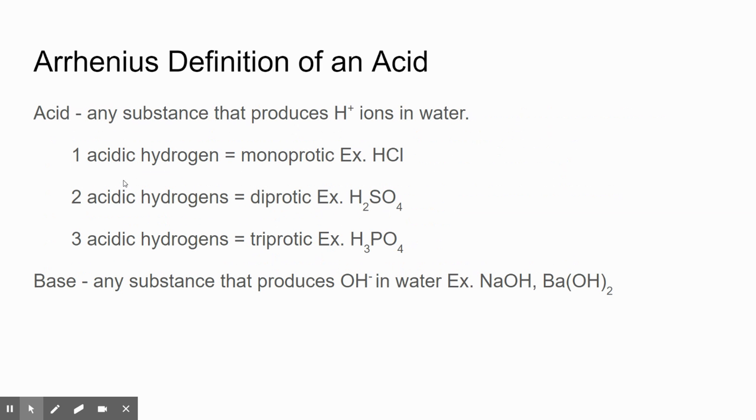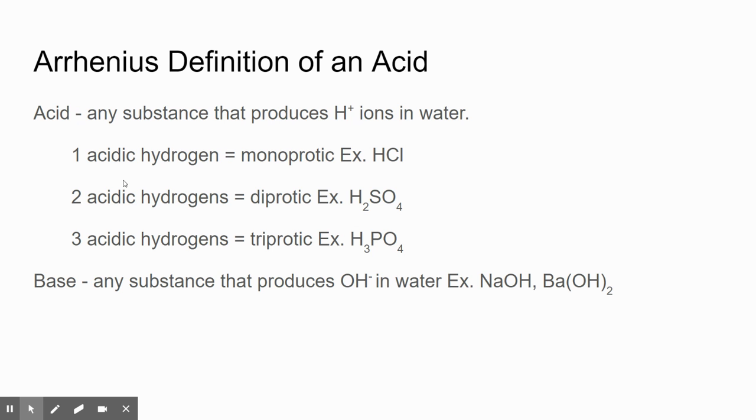Okay, there's two definitions of acids and bases that we need to know. The first one is the Arrhenius definition. It's the simplest definition. An acid is any substance that produces H plus ions in water, and a base is any substance that produces OH minus in water. Really, really simple. If it makes H plus when it dissolves, it's an acid. If it makes OH minus when it dissolves, it's a base.